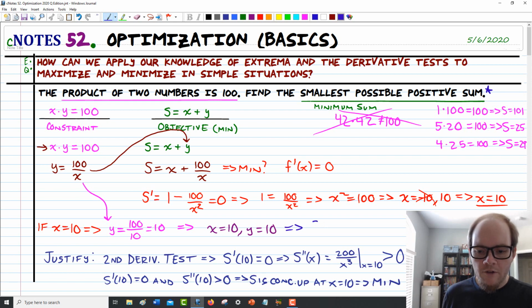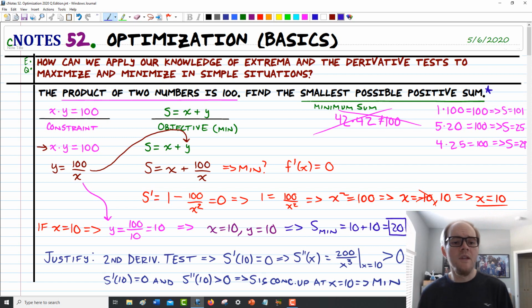So our actual smallest sum, which I'm going to call s sub min, is going to equal 10 plus 10, which equals 20. And there is our smallest possible sum. We found it using calculus. Yes, you could have found this without calculus, but that won't be the case in every single problem. So there is an outline of your minimization strategy, or your optimization strategy.